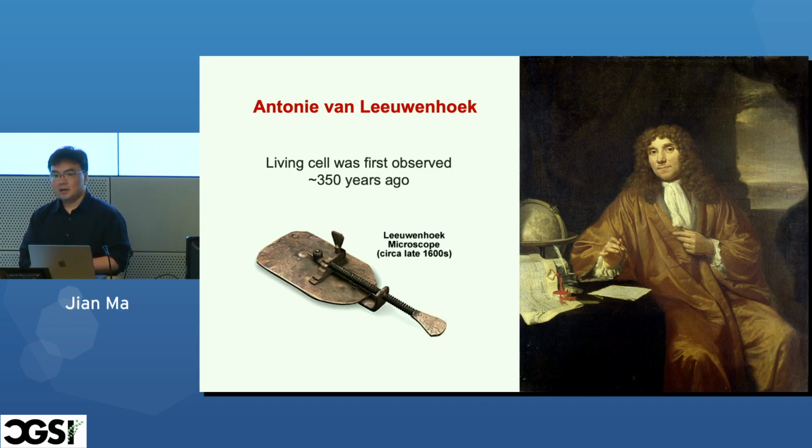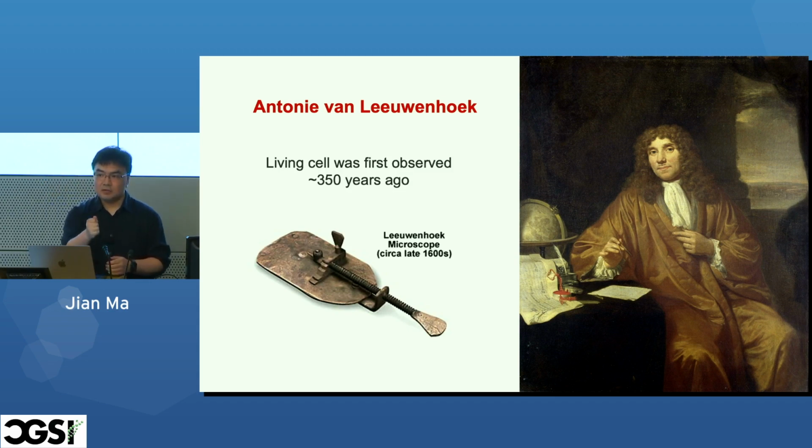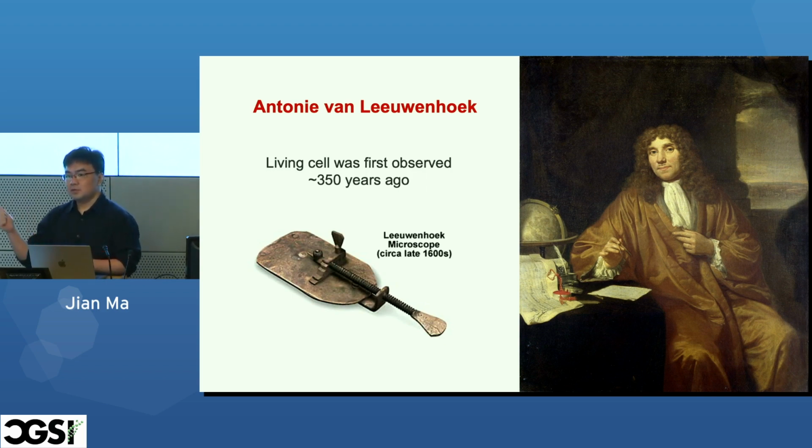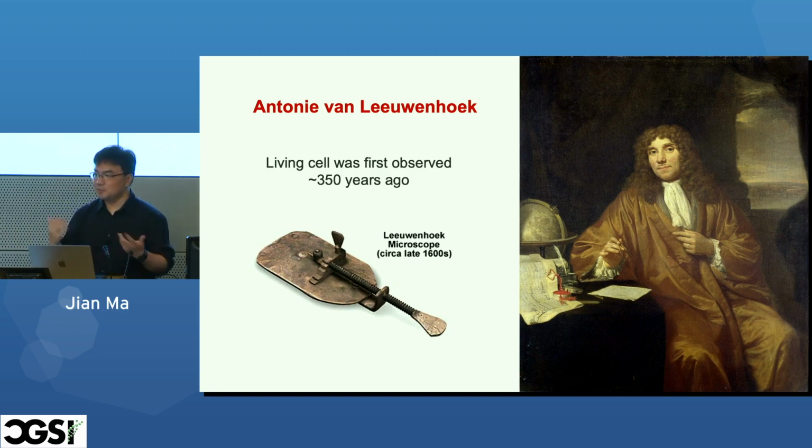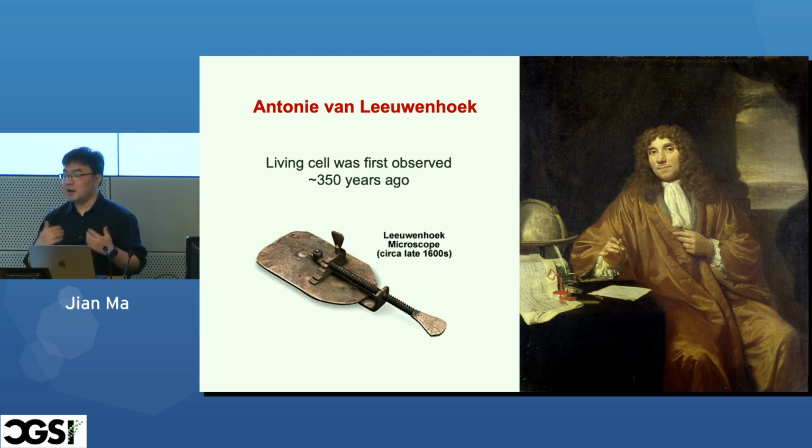And one day, he pointed his magnifying lens to a droplet of water, and he saw something moving. So now we all credit Leeuwenhoek as the first who observed a living cell, 350 years ago. This marked the beginning of observing living cells. And of course, until today, we don't have a lot of understanding of how the cell is organized. We have some idea, but a lot of room for new understanding, and certainly we don't know too much about how the cell works.